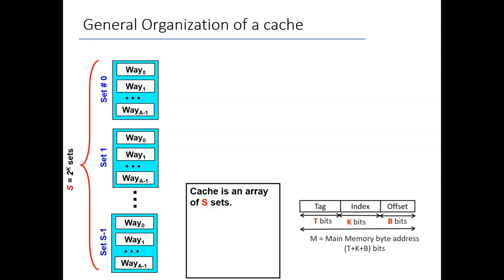The lines. Yes, the lines are the ways. We also call this a line or way, it doesn't matter. So there are s sets, and there are a ways. We also call this way or line. So there are a ways here. Each set consists of a ways.